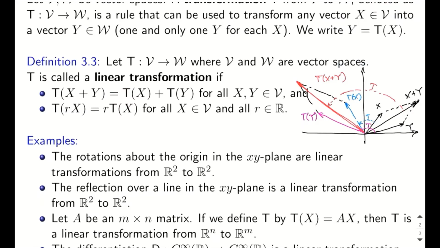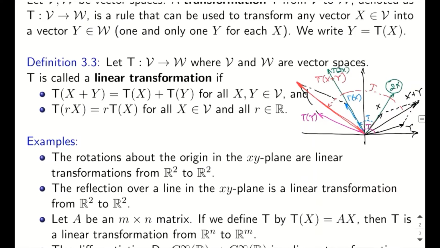Also, we'll need the transformation to preserve the scale as well. For example, if you consider some vector that is twice as long as the vector x, 2x, then the transformation T will also transform 2x into something that we denote as T of 2x. All right, and that T of 2x will have to be twice as long as T of x. In other words, the transformation must preserve the scale that we originally have in V.